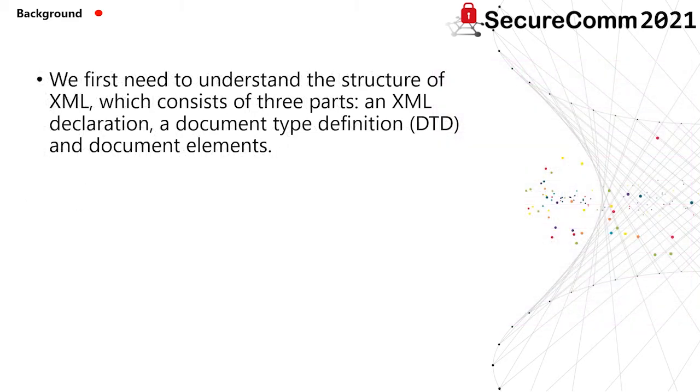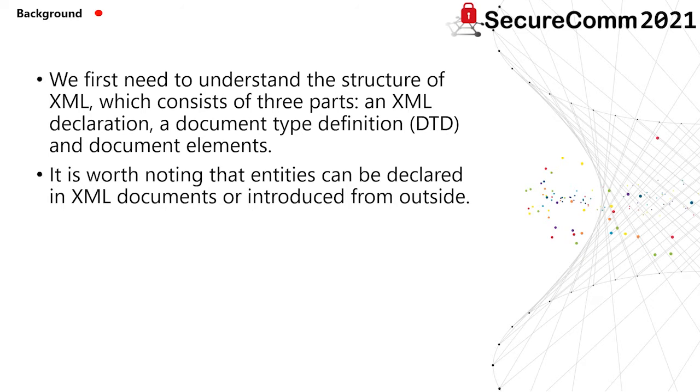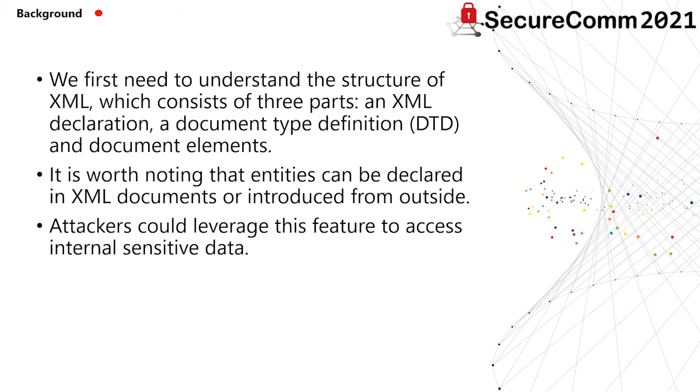We first need to understand the structure of XML, which consists of 3 parts: an XML declaration, a document type definition, DTD, and document elements. The DTD defines the attributes of the elements and entities in XML documents. It is worth noting that entities can be declared in XML documents or introduced from outside. An external entity is designed for creating shared public references between multiple documents. However, this means that the entity will obtain content from external sources. Attackers could leverage this feature to access internal sensitive data.